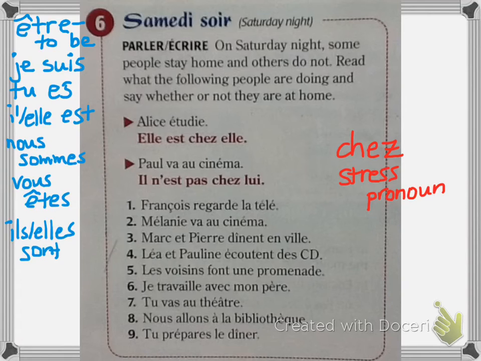Numéro 7. Tu vas au théâtre. Tu n'es pas chez toi. 8. Nous allons à la bibliothèque. Nous ne sommes pas chez nous. 9. Tu prépares le dîner. Tu es chez toi. Likelihood is if you are preparing dinner, you're at home, but I suppose it's possible you wouldn't be at home, so it would also be fine to say tu n'es pas chez toi.